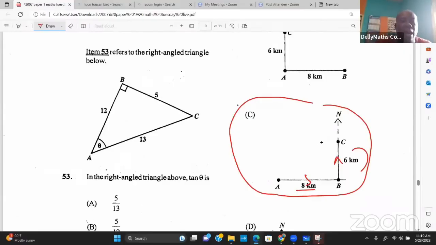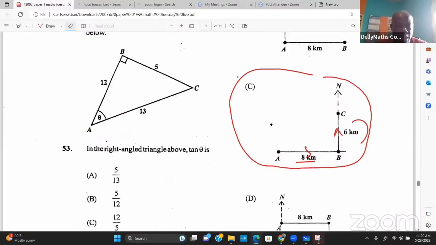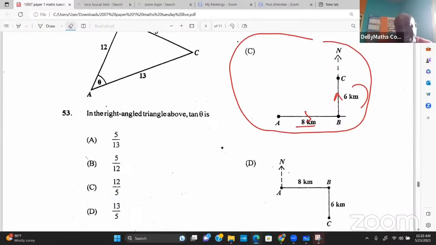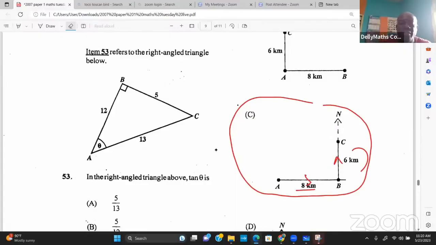It says item 53 refers to the right angle triangle below. All right. So we're looking at that. So we have 5, 12, 13, and we have an angle right there. All right, fine. Let's see what they want. It says in the right angle triangle above, tangent theta is what? Tangent of theta is what?